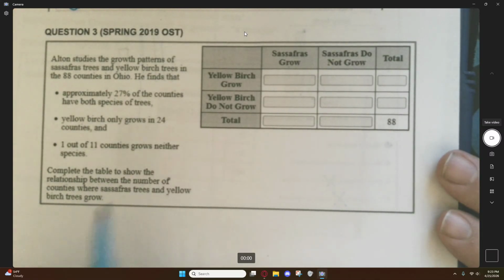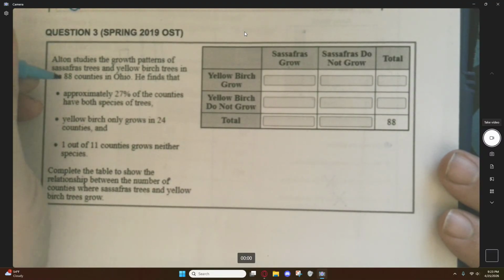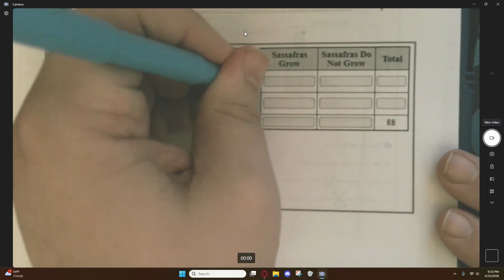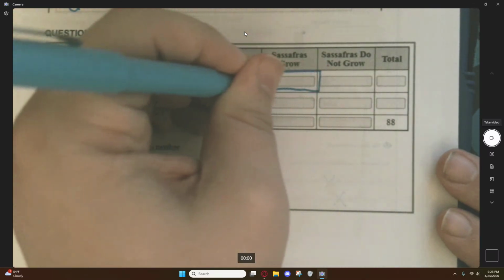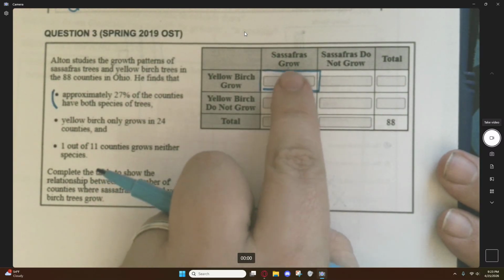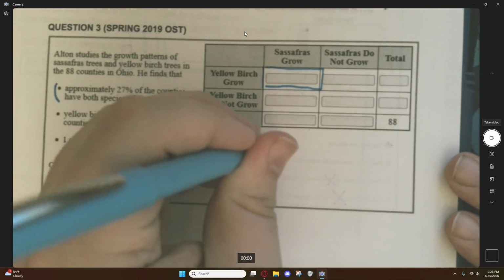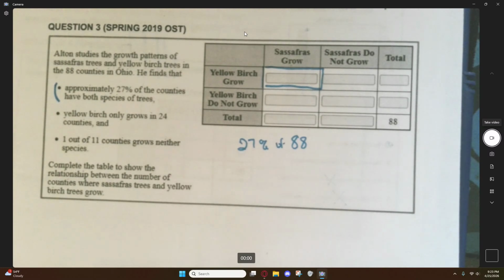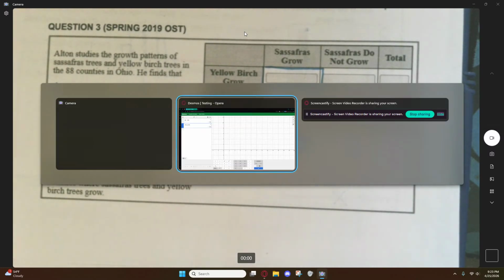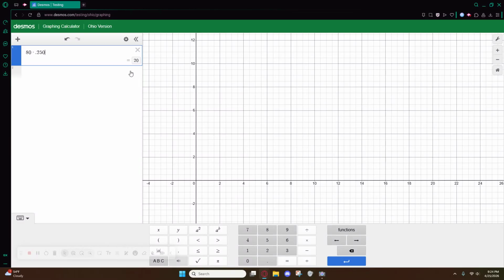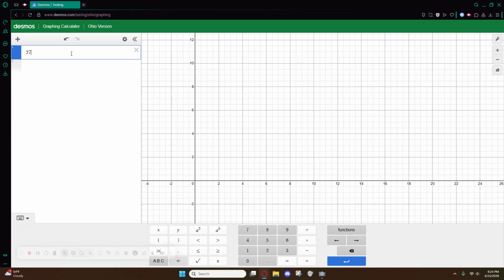Complete the table to show the relationship between the number of counties where sassafras trees grow and yellow birch trees grow. So, 27% of the counties have both species of trees, meaning that represents this box right here, where both yellow birch and sassafras grow. So we have to find out what 27% of 88 is. How can we do that? Well, we could go to Desmos. Again, the easiest way to do this would be to do 27% of 88.